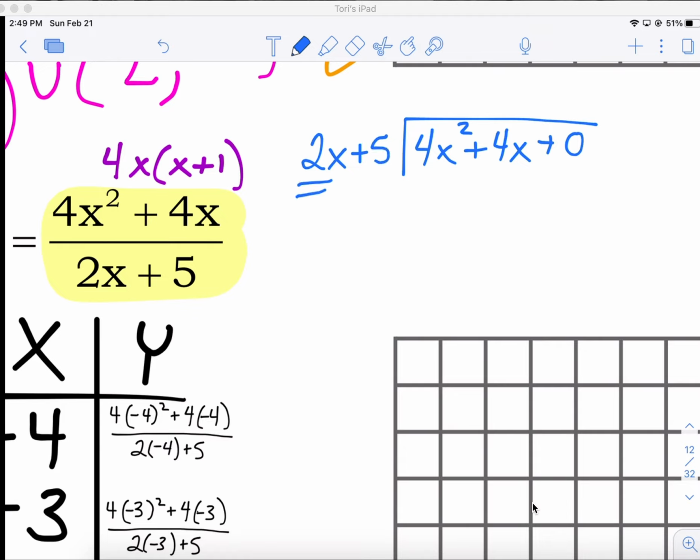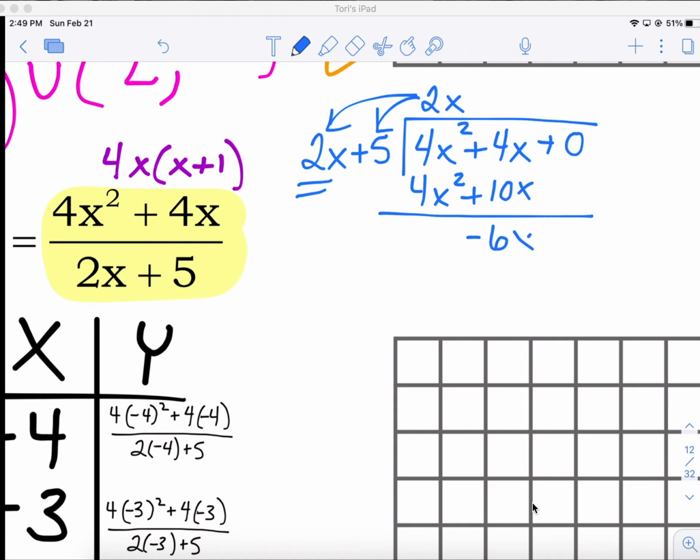If I start with this one and I say 2x goes into 4x squared how many times? We would say 2x. Now we're going to distribute this backwards. So 4x squared plus 10x, and we're going to subtract. 4 minus 4 is 0, so there's nothing here. 4 minus 10 is a negative 6x, and we could bring down this 0.